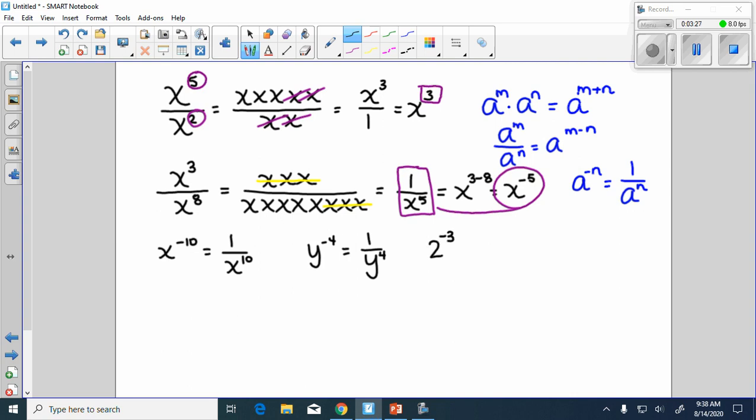Again, when we start putting numbers in for the bases instead of x's and y's, students sometimes get confused. But 2 to the negative 3 power just means 1 over 2 to the positive 3 power. Now, of course, with numbers, I like to write 2 to the third power as 8 instead of leaving it as 2 cubed. So 2 to the negative 3 power is 1 over 8.